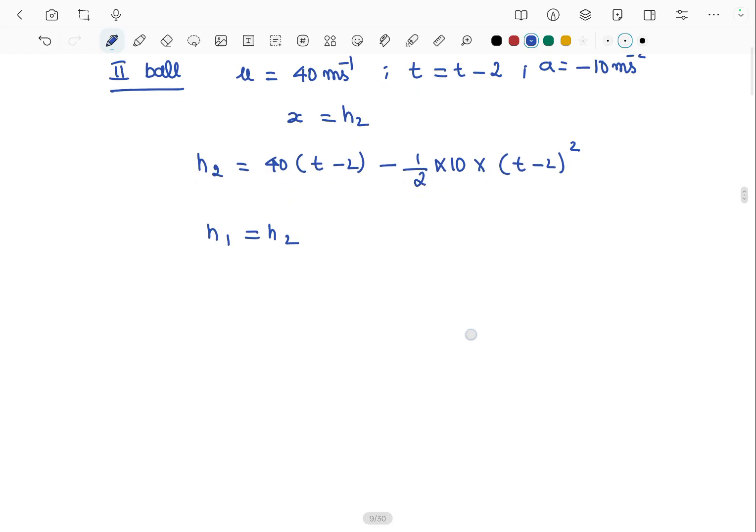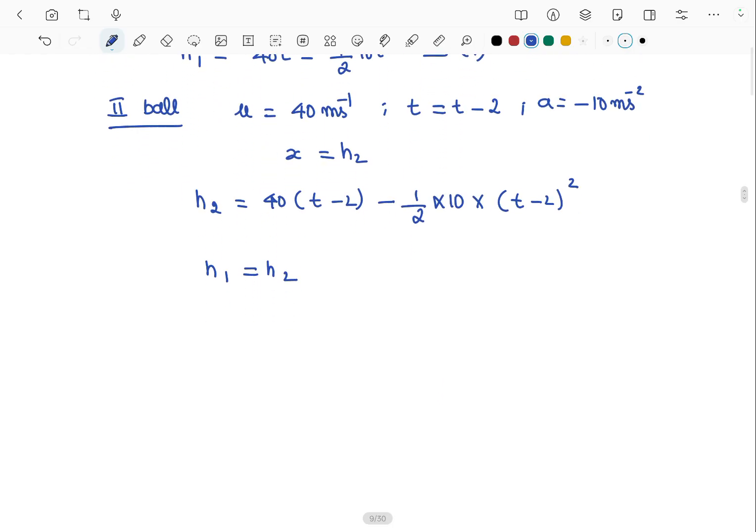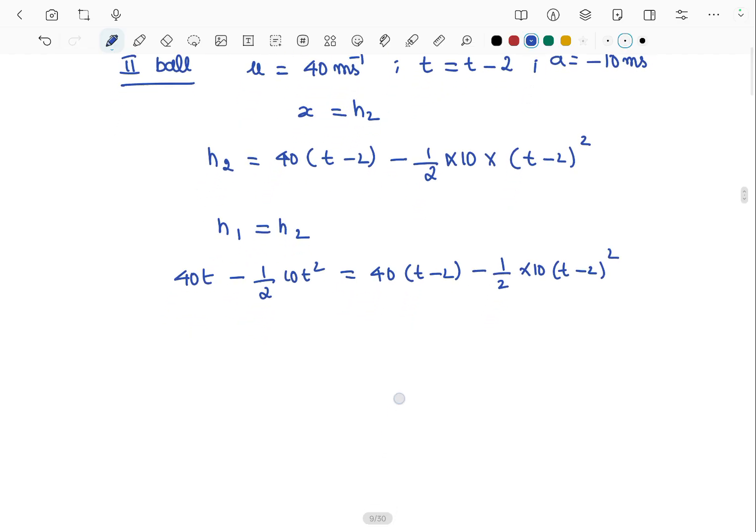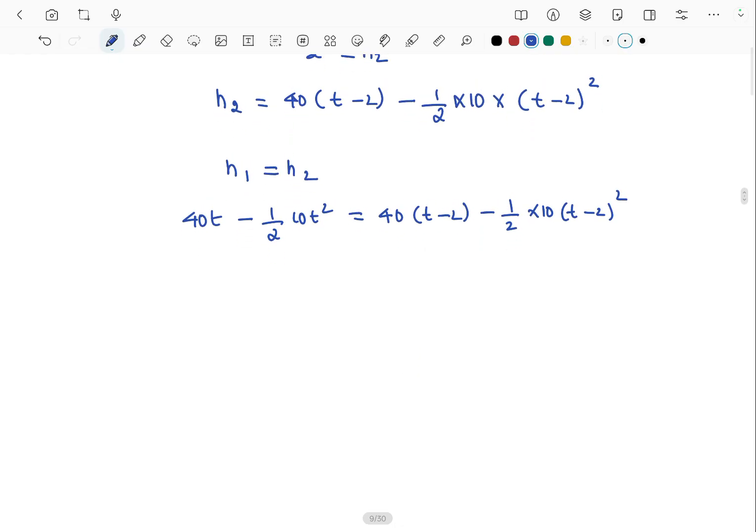When h1 and h2 are equal, what is our h1? h1 is 40t minus half into 10 into t square, which is equal to 40 into (t minus 2) minus half into 10 into (t minus 2) the whole square. These two are equal. Let's simplify the equation.